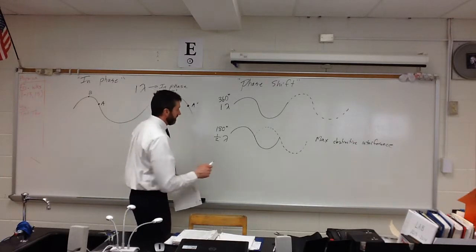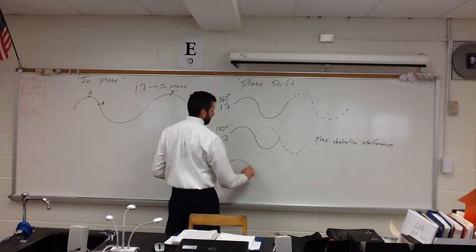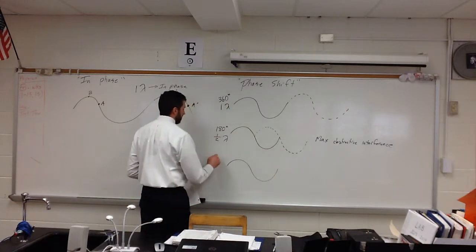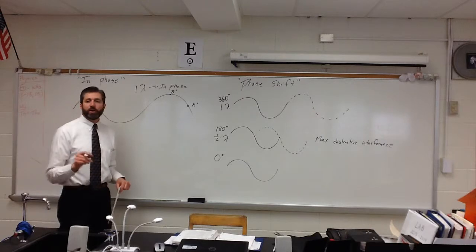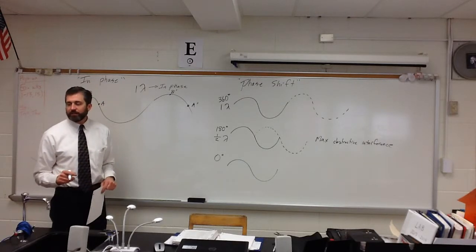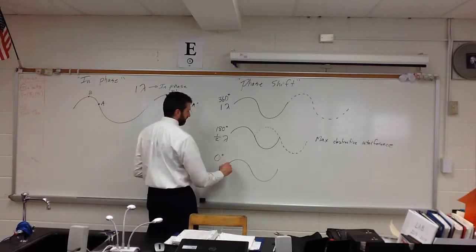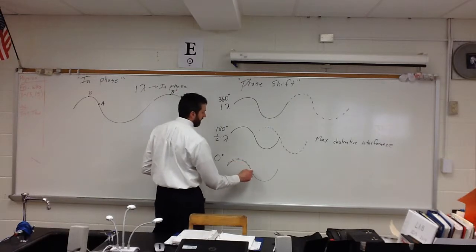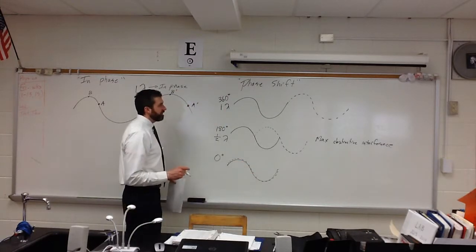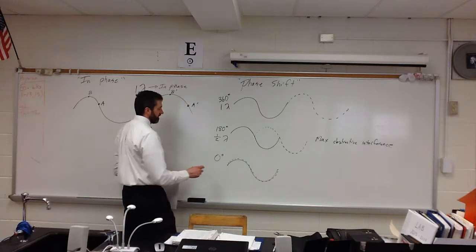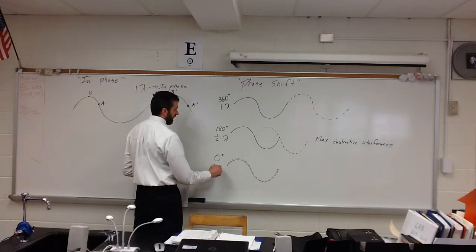So, what if you said 0 degrees? If you said, I'm going to phase shift at 0 degrees, where is your wave? Yeah, and most of you can see, well, it's going to be right up top. It means you're not moving it at all. And if that's the case, we'll say we moved it 0 lambda.